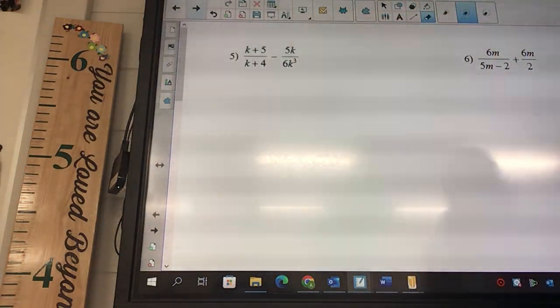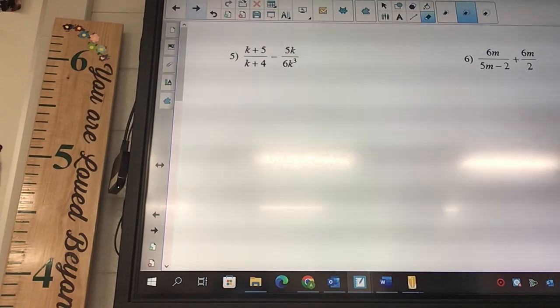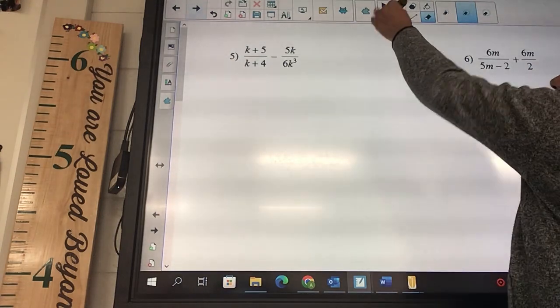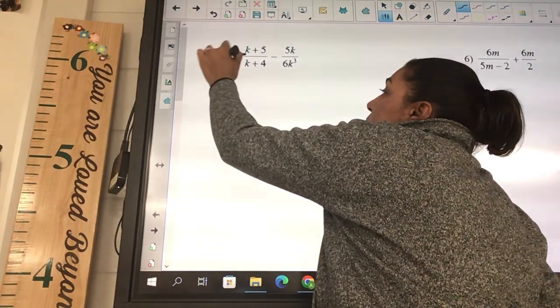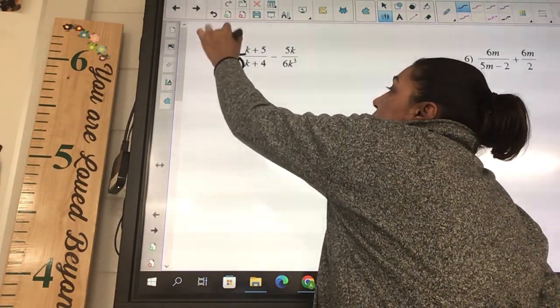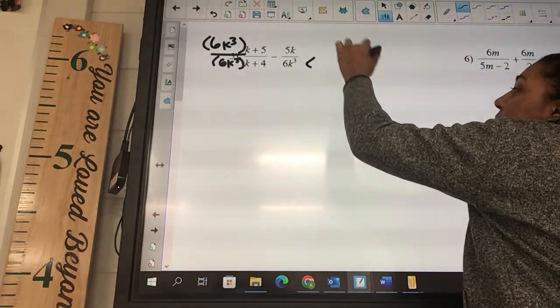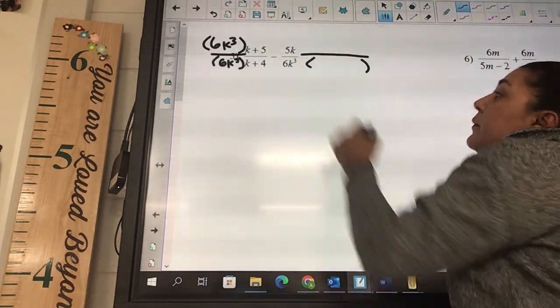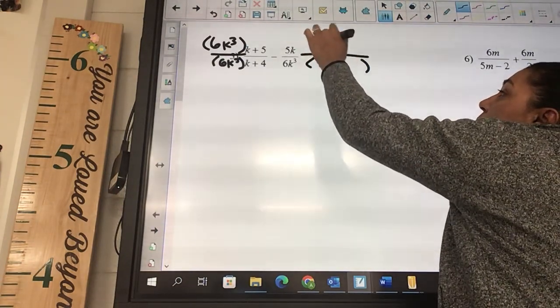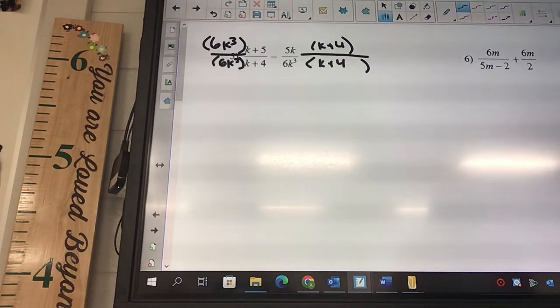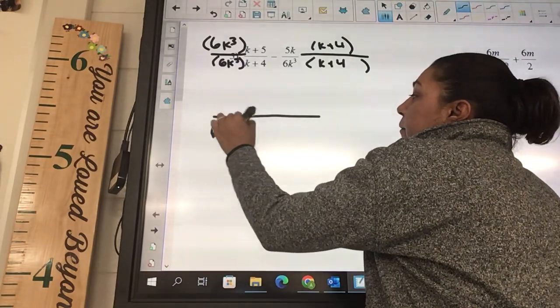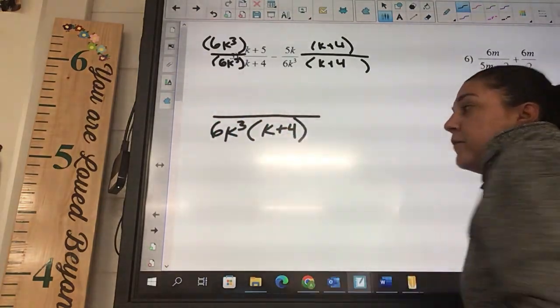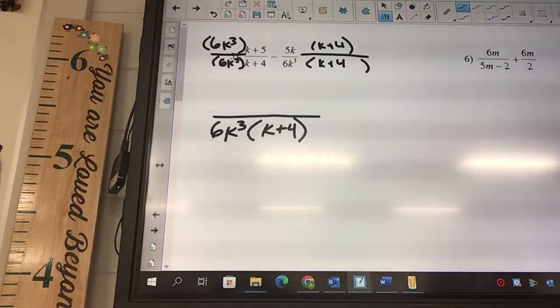Okay, 4 or 5. Are our bottoms the same? No. Okay, so what do we need to times the first one by? 6k^3. Okay, so we're going to say times 6k^3. And then what are we going to times this one by? K plus 4. Okay, what is going to be our new denominator? 6k^3 and k plus 4. Does the order matter? No. It doesn't matter if you put the 4 first or the 6 first.